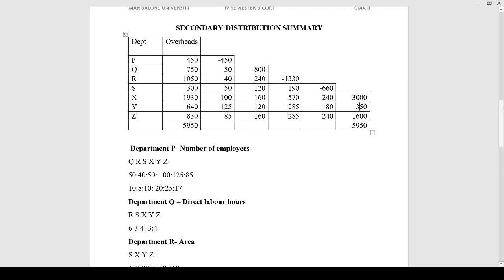Now the next column is the overheads, that is the overheads as per the primary distribution. The factory overheads are given here. In case of P department it is 450, Q department 750, R 1050, S department 300, X department 1930, Y department 640 and Z department 830, totaling 5950. With this information, now we are going to distribute the overheads of the departments to all the other departments.